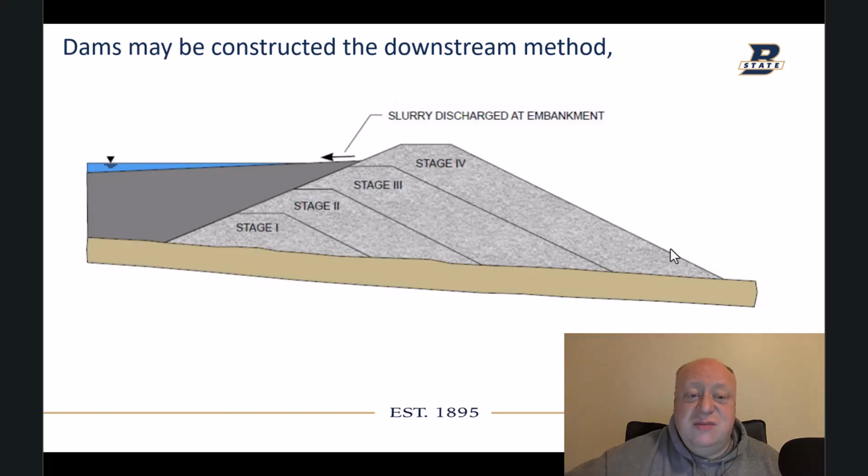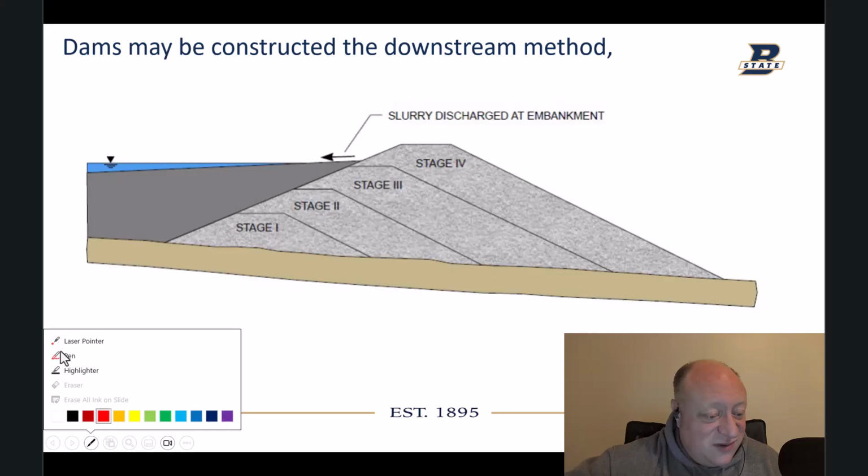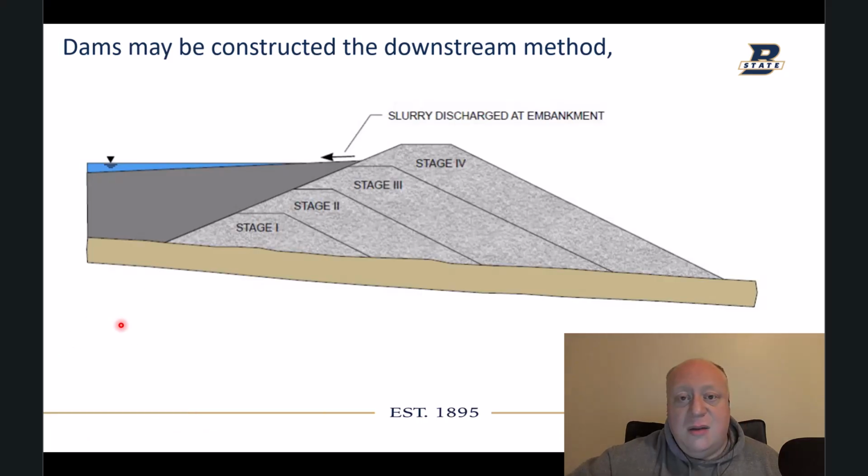You can construct them either using the downstream method, where if we once again can find our laser pointer, you see that stage one is built here. Stage two then comes out downstream, moves the toe of the slope, right? Stage three does the same thing over again, followed by stage four, which continues this toe of the slope downstream.